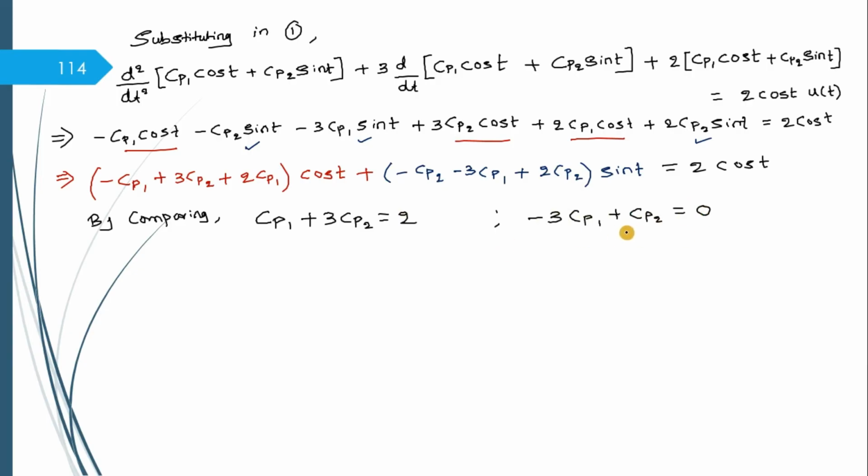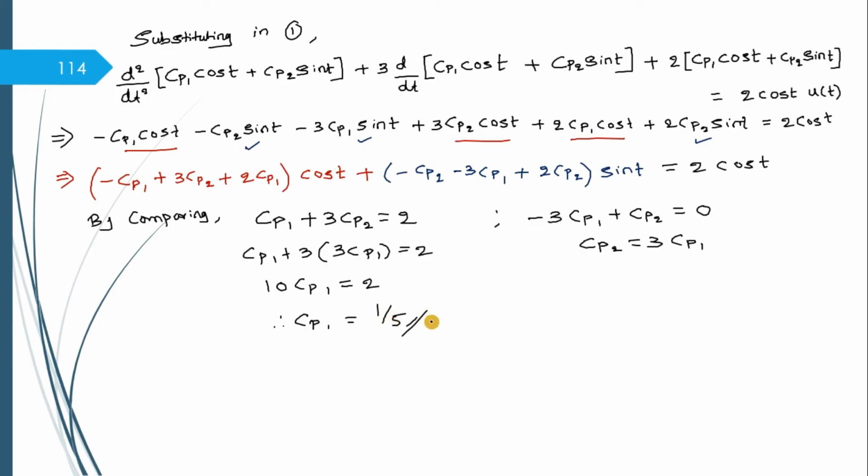So I'll solve this one first because it is very easy. cp2, this I take on the other side: cp2 equal to 3 cp1. I substitute this in the other equation: cp1 plus 3 into 3 cp1 is equal to 2. So 9 cp1 plus cp1, 10 cp1 is equal to 2. Therefore cp1 is equal to 2 by 10, which is 1 by 5.